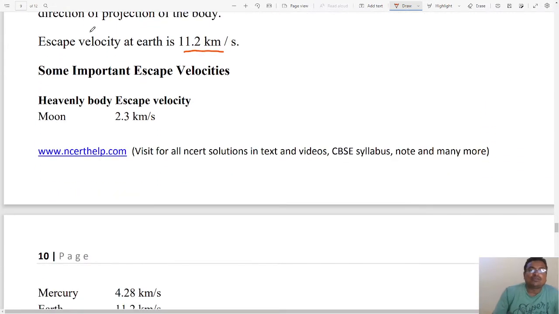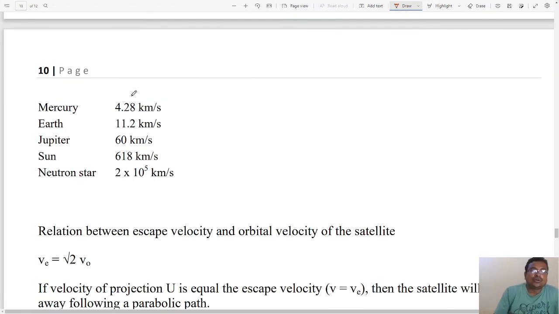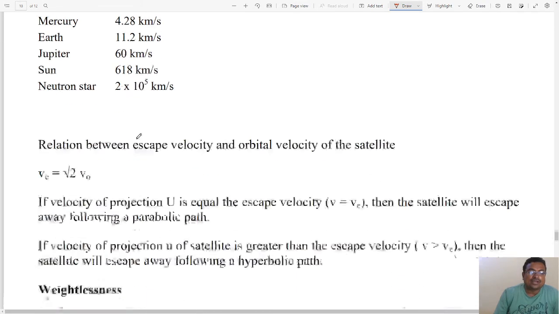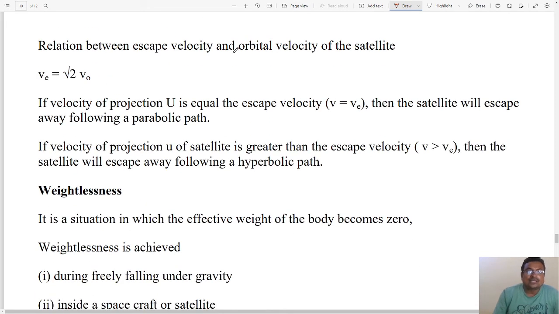Now, some important escape velocities. Mercury is 4.28 km per second, Earth is 11.2, Jupiter is 60 km per second, the Sun is 618 km per second, and a neutron star is 2 into 10 to the power of 5 km per second. There is a relation between V_E, the escape velocity, and V_O, the orbital velocity: escape velocity is equal to square root of 2 into orbital velocity. This is the formula they ask about, the right relation between escape velocity and orbital velocity.